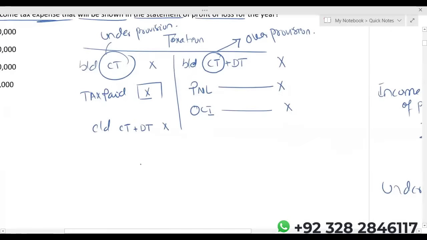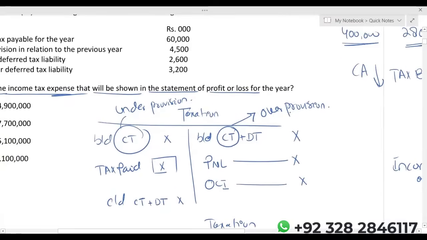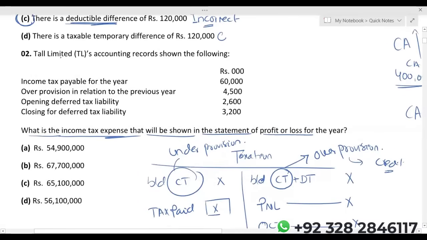Now let's apply this in the question. Taxation: over provision is a credit balance, under provision is a debit balance. Okay. Toll Limited's accounting records show the following. Income tax payable for the year is 60,000. Over provision in relation to the previous year is 4,500.